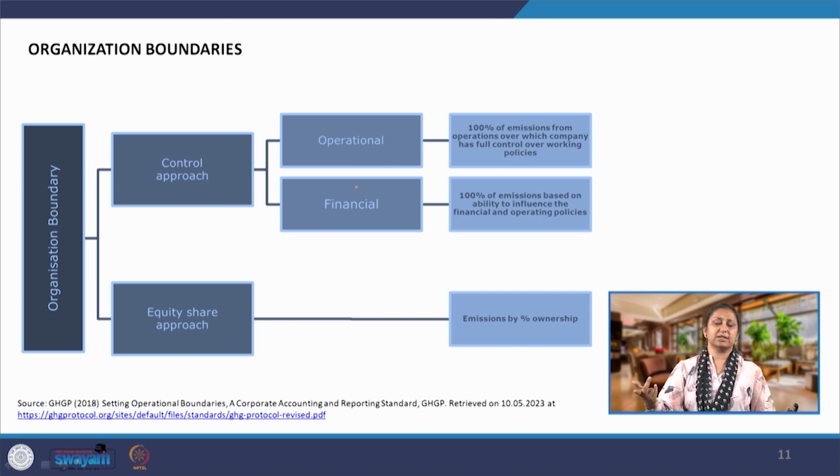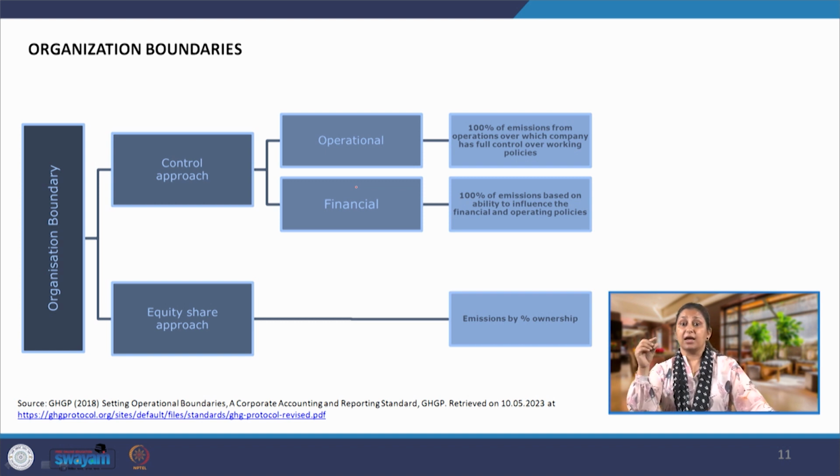There could be another scenario where I am only buying the part. The order is given and the part is delivered by the company, but it is not bound to manufacture only for the parent automobile manufacturing company. In that case, there is no financial control. The same is true with operational control.